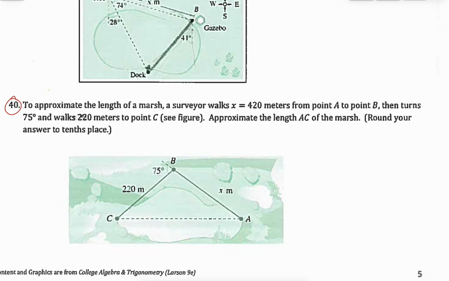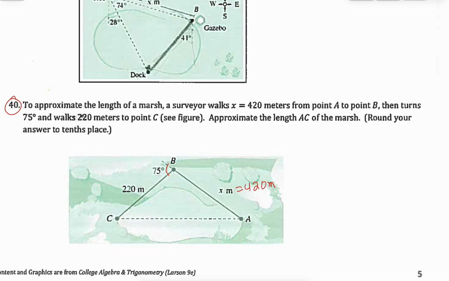Okay, so let's look. It says to approximate the length of a marsh, a surveyor walks 420 meters from point A to point B. Okay, so we know that this, based on that information, is 420 meters. Then they turn 75 degrees. Now that's here. Be careful with that, and walks 220 meters. So that's that.